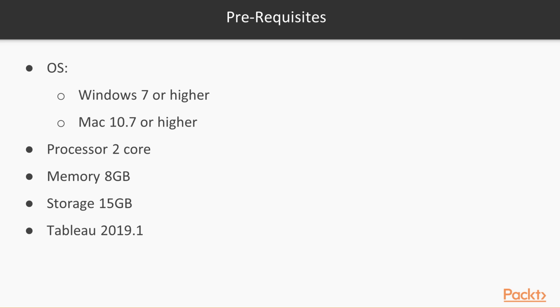What about prerequisites for this course? For an optimal experience with hands-on labs and other practical activities, I recommend the following configuration: operating system Windows 7 or higher, Mac 10.7 or higher, processor 2 core, memory 8 gigabytes, storage 15 gigabytes, and of course install Tableau 2019.1 on your computer.